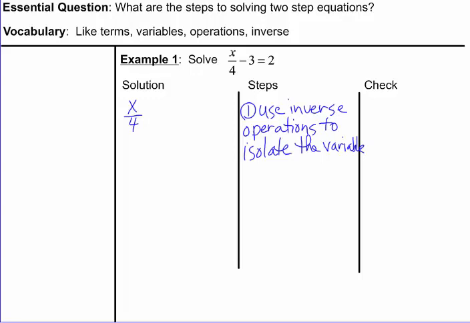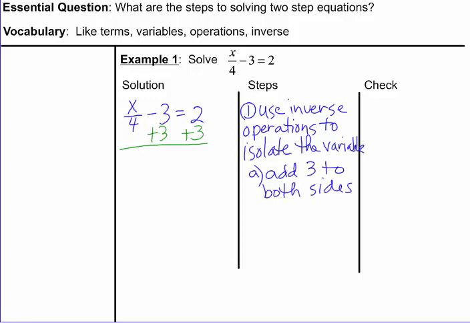To get that part by itself, we need to move the 3. The 3 is there, we don't want the 3; we want the x over 4 all by itself. So we would add 3 to both sides and simplify. The first inverse operation we are going to do is add 3 to both sides. Negative 3 and a positive 3 cancel, that equals 0. So you have just x over 4 equals, and then 2 plus 3 is 5.